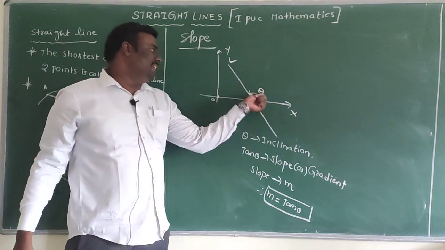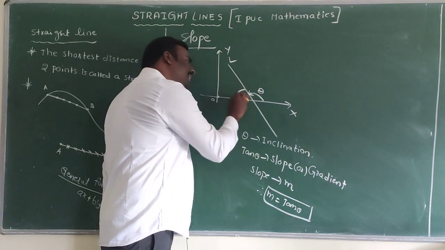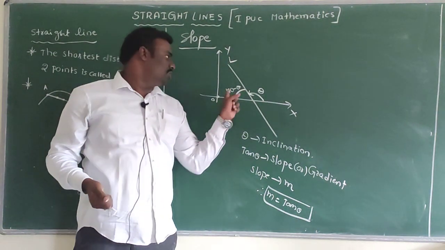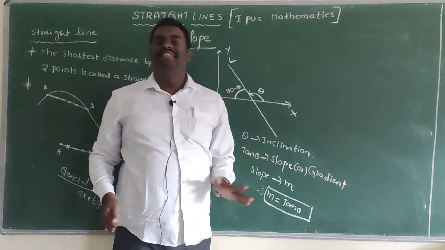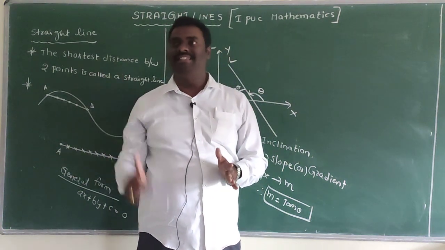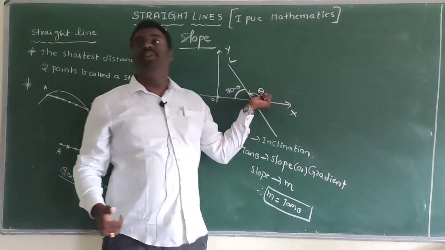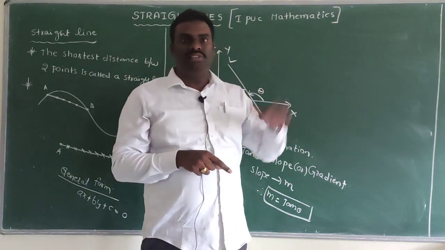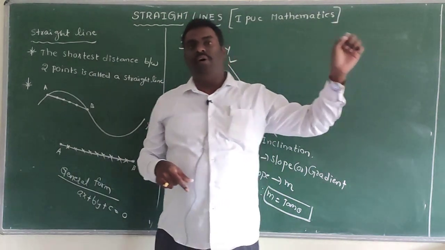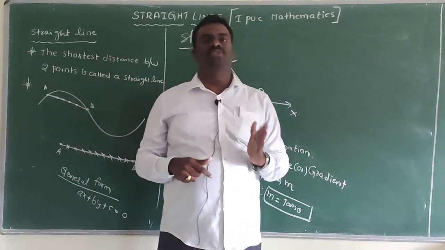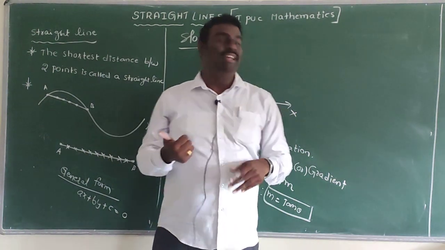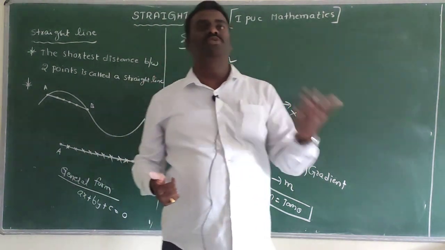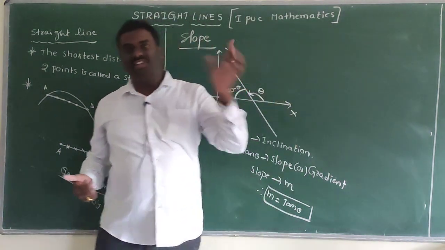Now, this makes angle theta, so what about the remaining angle? The remaining angle is 180 minus theta. Why? Because this total angle can be considered as a straight angle. Straight angle means how much? 180 degrees. In 180 degrees, some portion you already took, that is theta, then the remaining portion is 180 minus theta. So this is the formula for slope of a straight line. If you want to find a slope, first we need to find the inclination. That inclination is compulsory, in the counterclockwise direction, also called anti-clockwise direction.